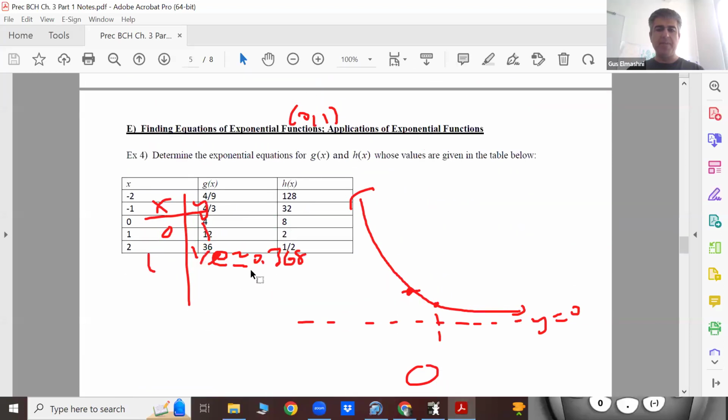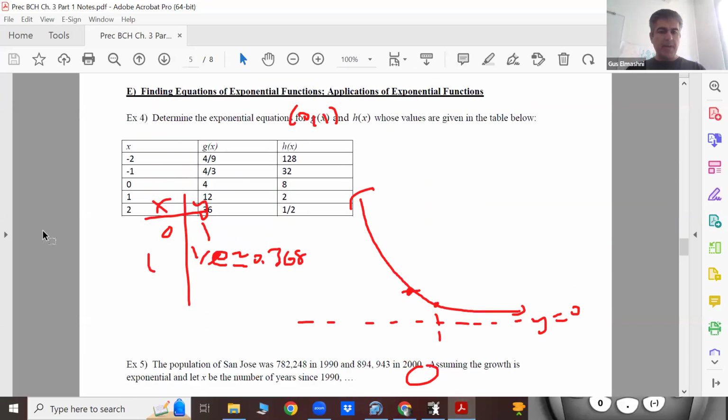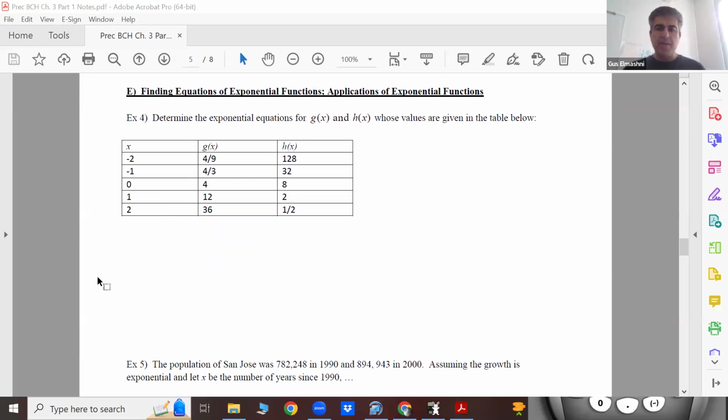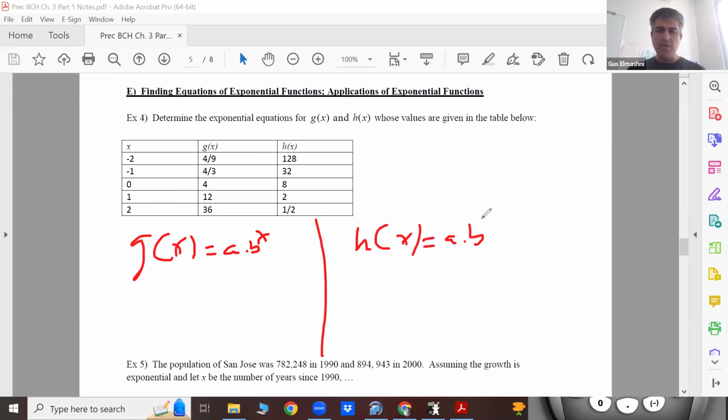I'm confident. All right, so determine the exponential functions for the following. These are kind of cool. I like these problems. So let's figure out g of x and h of x. The initial value is when x is 0. What's the initial value for g of x? 4. And what are we multiplying by over and over again? 3. Yeah, you're tripling every time.